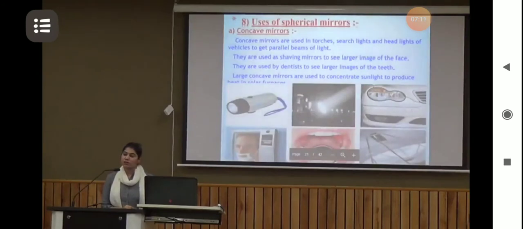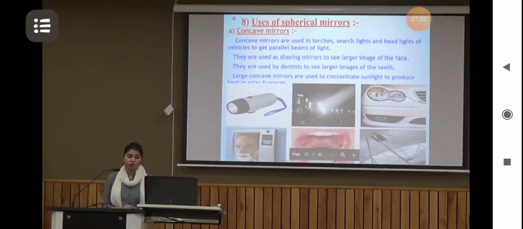Now what are the practical uses of concave and convex mirrors in our day-to-day lives? First, let's look at the uses of concave mirror. Concave mirrors are used in torches. The reflectors of torches are concave in shape. And searchlights and headlights also use concave mirrors.